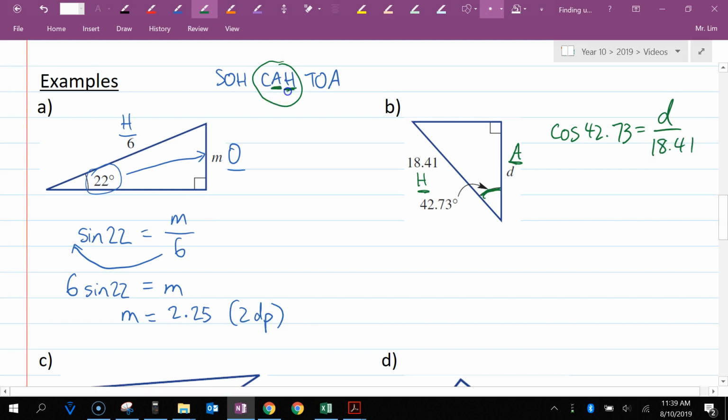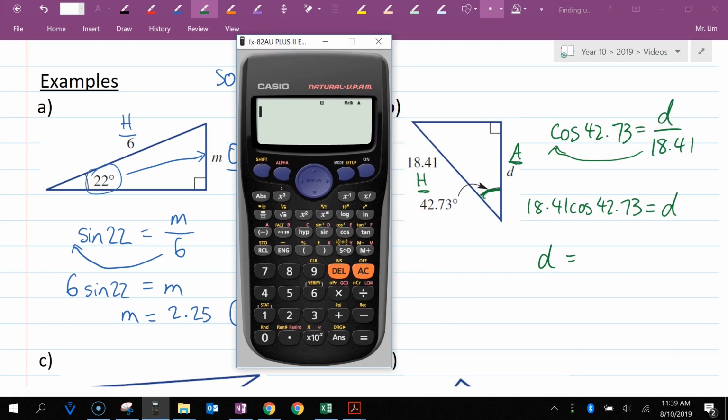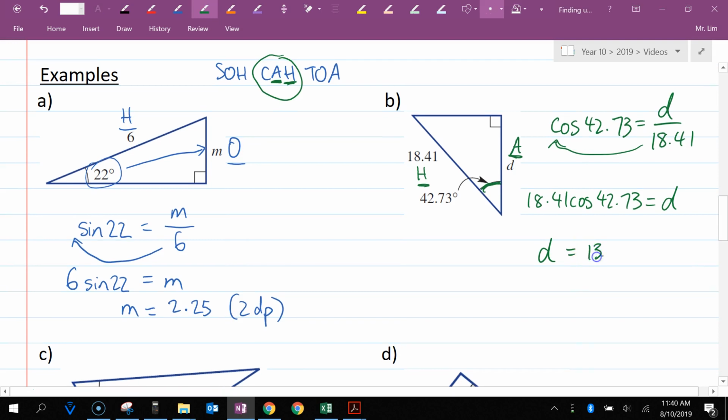Adjacent over hypotenuse. Now we've got a number in the denominator, so I'm going to bring that out to the front. So we have 18.41 cos 42.73 is equal to D. And we can now put that into the calculator to work out what D is equal to. 18.41 cos 42.73 degrees is equal to 13.52. And that's to 2 decimal places.